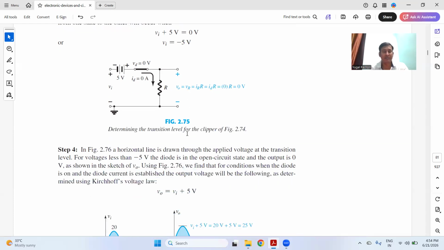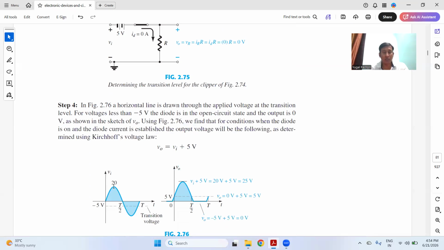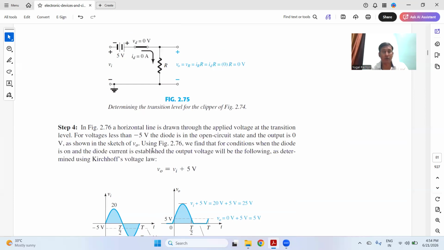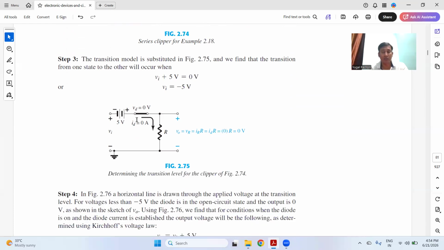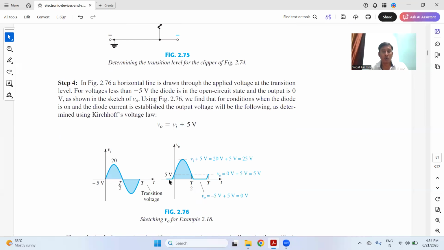So in the positive half cycle, there is 20 volt, and there is an added 5 volt, so you'll get the output as 25 volt. Because this diode works only in the positive half cycle, you are getting 25 volt. However, the negative peak of the voltage gets clipped, and you're getting output at 0. So it is going from 0 to 25 volt, and in the negative cycle, you're getting 0. The negative portion gets clipped off, and you're getting only the positive portion.